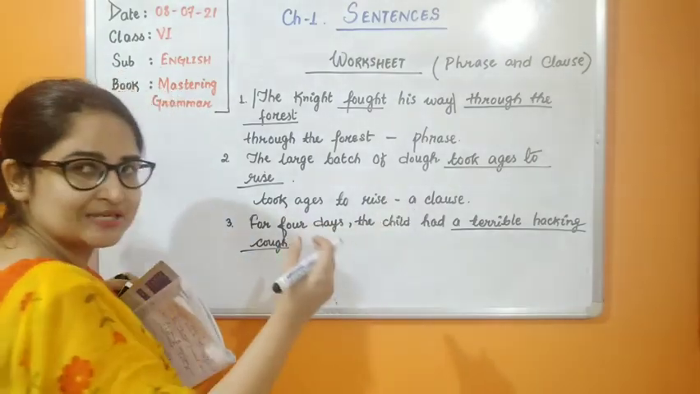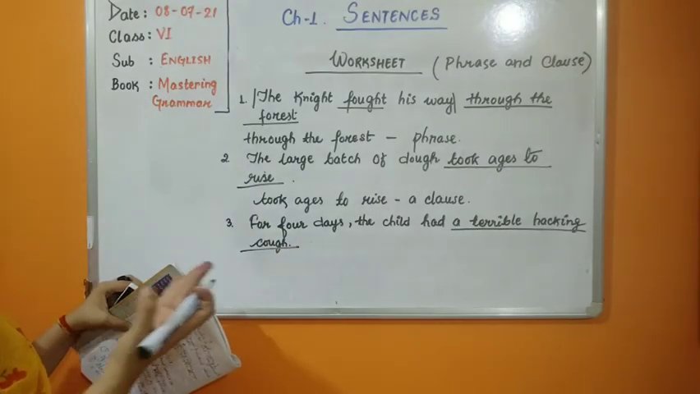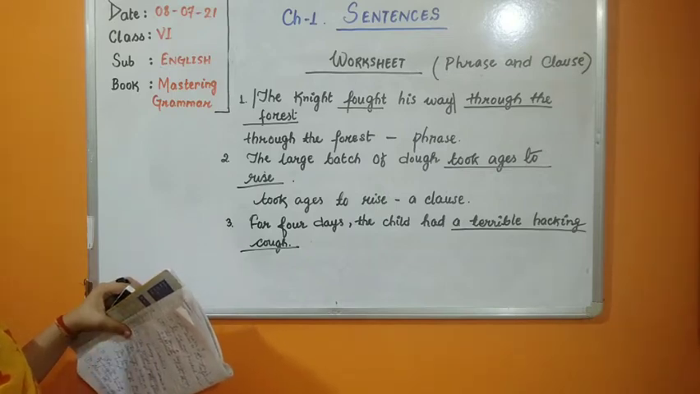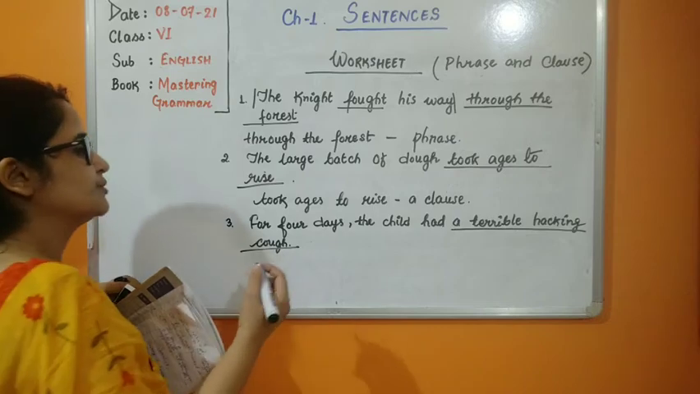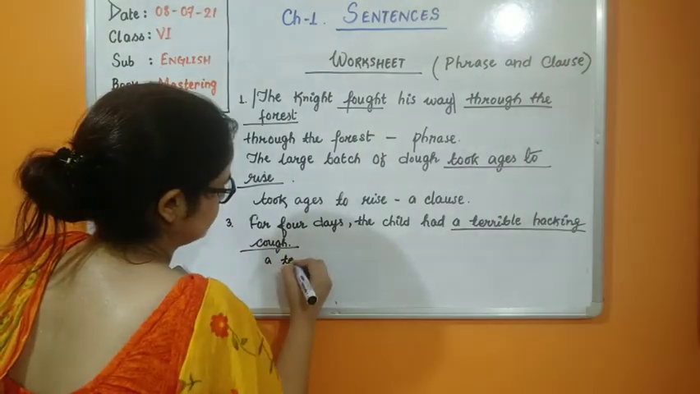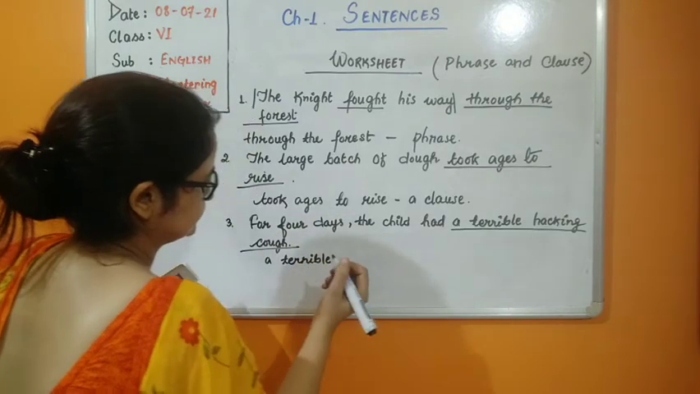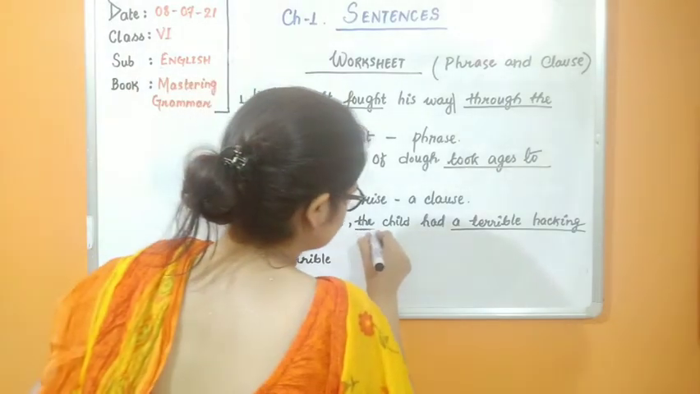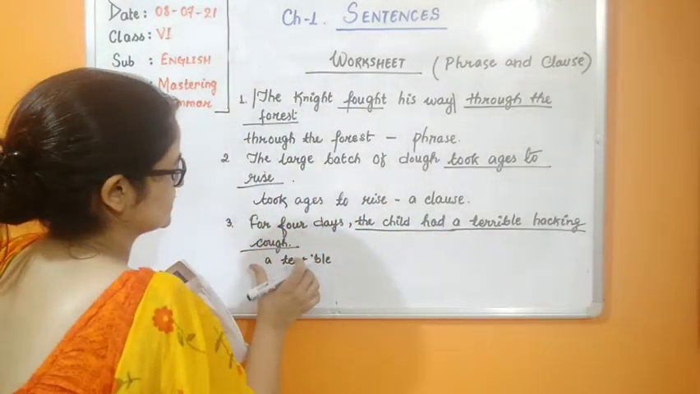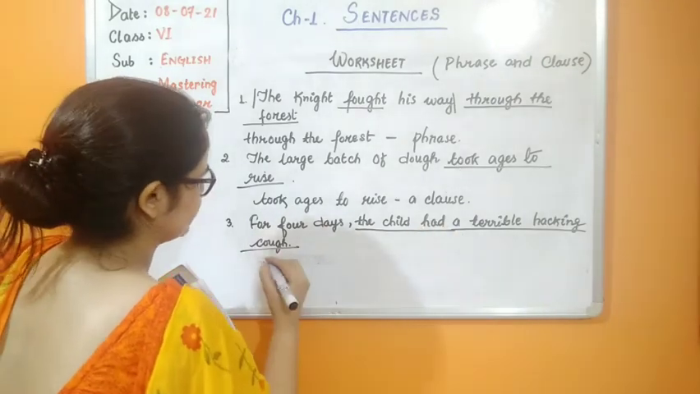So children, can you see a verb here? Can you find a verb? I can see an adjective there. I can see a noun there, but no verb, right children? So yes, had a terrible. Okay children, this whole portion is marked. The child had a terrible. So this one is going to be a clause because had is the verb there.